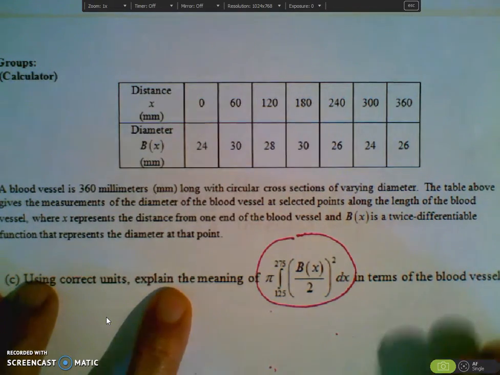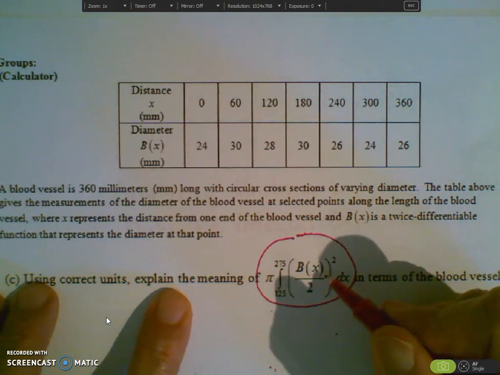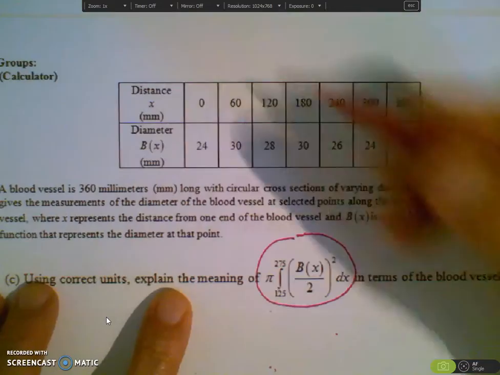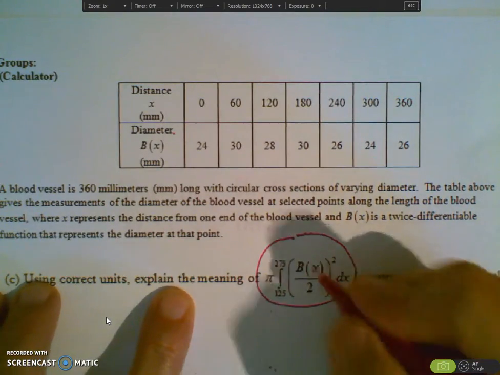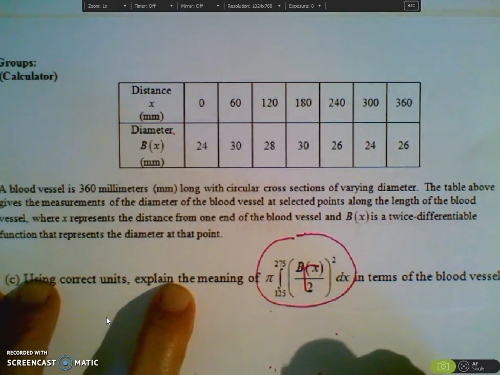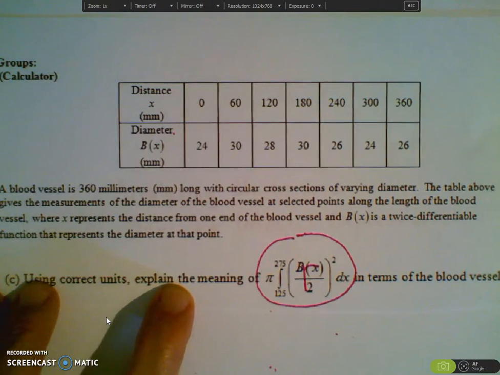Okay, we're back again. We're trying to determine the units for this particular definite integral expression. When you look at this, you might notice that b of x represents the diameter, and then if you divide a diameter by 2, what you're getting here is a radius. And a lot of students notice the pi radius squared, and they think, oh wow, I know what that is. It's the area of a circle. And so they think that this is going to be an area.